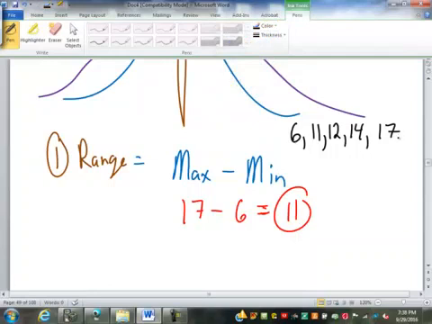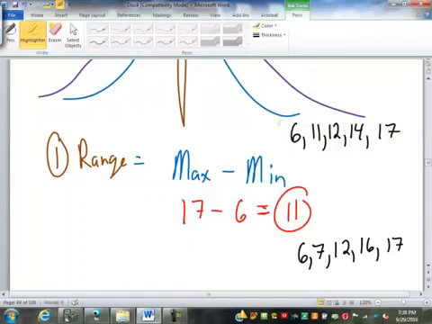So this here has a range of 11. I'm going to make a new set. What's the range of that set? It's also 11. Very similar. Both go from 6 to 17. But would you say that they're about equally spread out? I would say this one's more spread out.